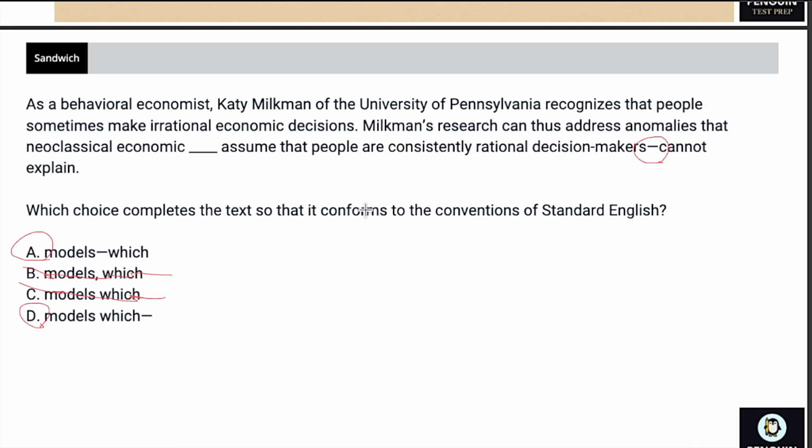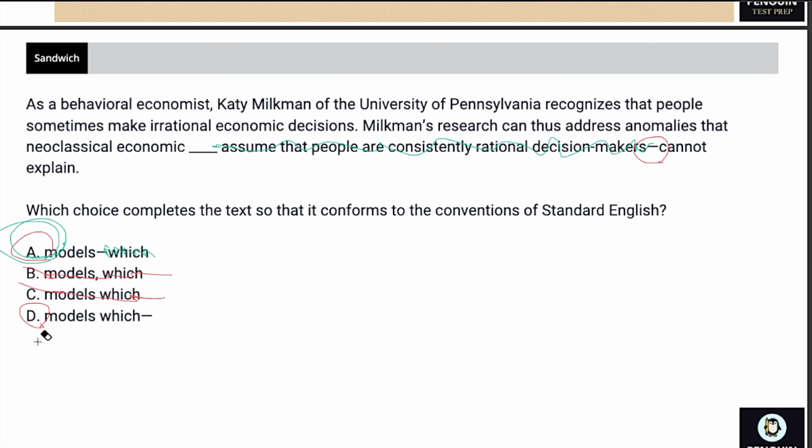So choice A would sound a little something like this. Milkman's research can thus address anomalies that neoclassical economic models cannot explain. Because remember, we're getting rid of the word which there too. That sounded wonderful. My answer is choice A.